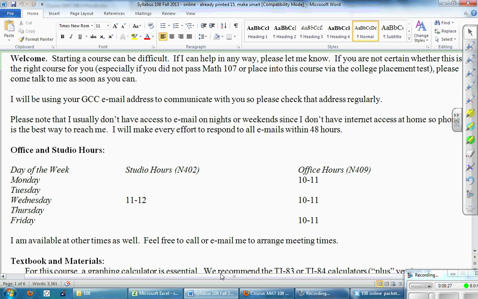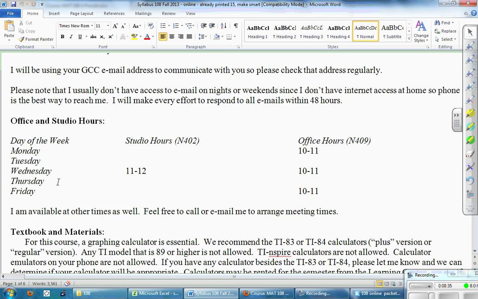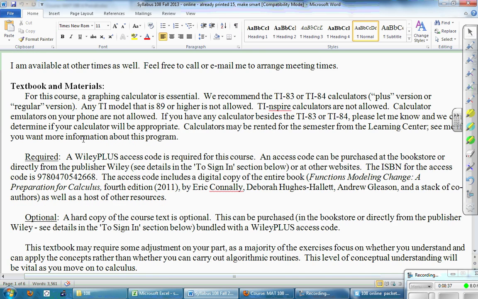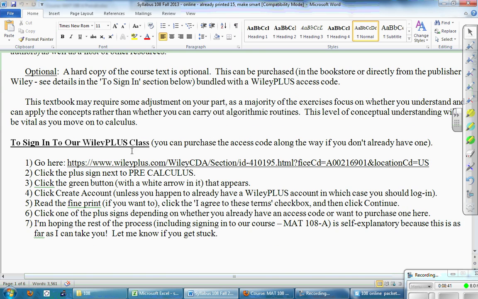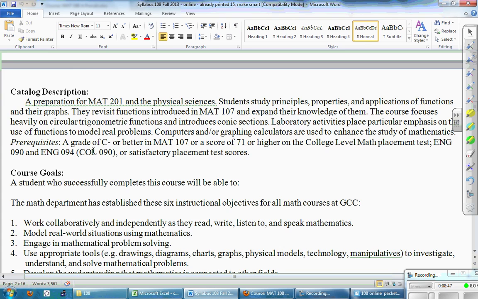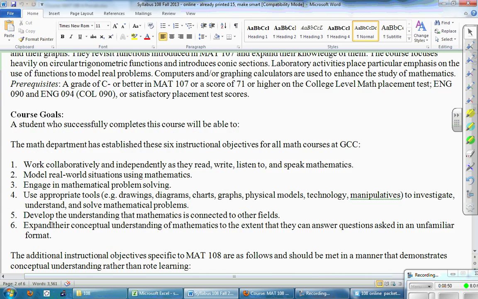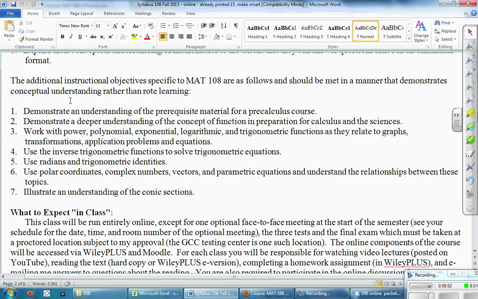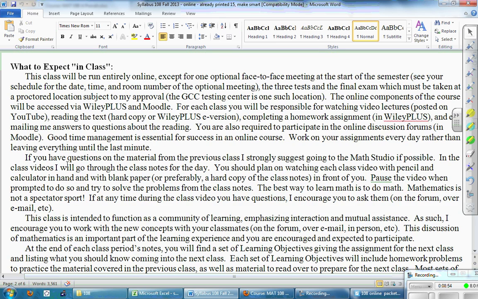So there's lots of good information here. We are going to barely scratch the surface on it, but you'll find my office and studio hours. Very important information about the textbook and materials. So read through all of that. You'll need to follow this process to sign on to our Wiley Plus homework system. There's the catalog description. Here's a list of math department goals and then specific Math 108 goals. Here are my expectations for how this class is going to work.